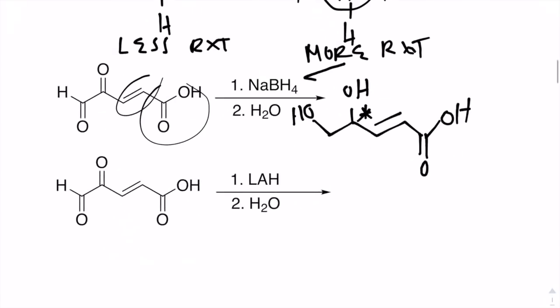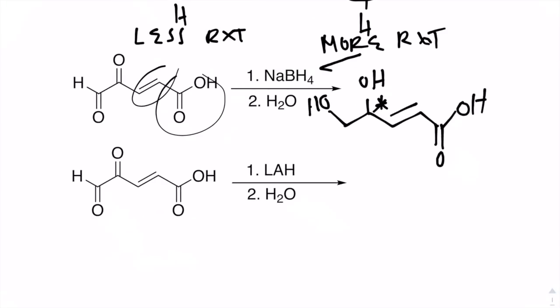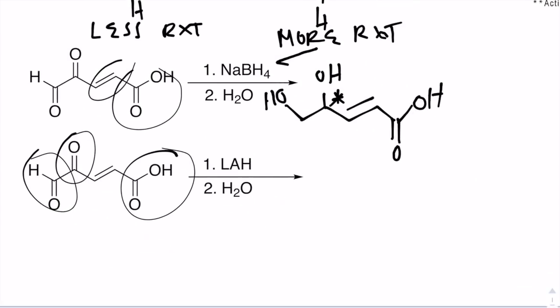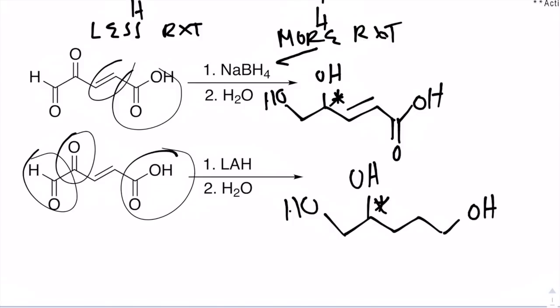Alright, so let's look at LAH. LAH is strong enough to do the carboxylic acid in addition to aldehydes and ketones, so we're going to take all 3 of those, but still not touch the alkene. So we have that 5-carbon chain, 1, 2, 3, 4, 5. We have that primary alcohol, we have the secondary alcohol that does have stereochemistry there, and we now have a primary alcohol where the carboxylic acid used to be, and that is our final product. Don't forget wedges and dashes.